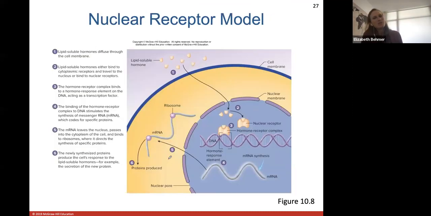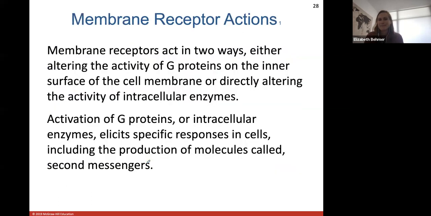And you won't be asked too many specifics about this, but if you can remember that lipid-soluble hormones can get into the cell because they can pass through the cell membrane. So they will actually get all the way into the nucleus to bind with a nuclear receptor, and they will initiate a response by producing proteins, which is protein synthesis. So they'll interact with DNA to produce proteins that way.